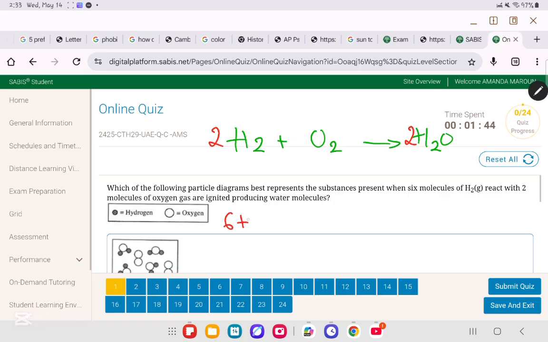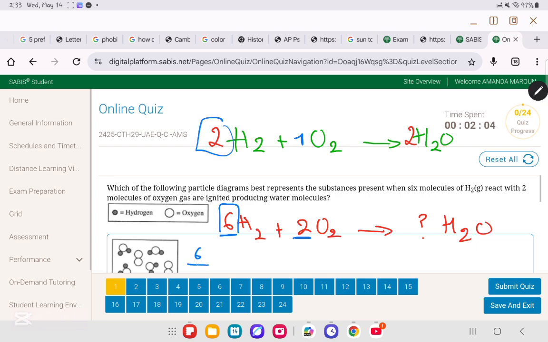They gave you 6H2 will react with 2O2 to form water, okay? Now, as you can see, you're gonna take the number of moles and you're gonna divide it by their coefficient. So the number of moles here is 6 divided by the coefficient, which is 2. The number of moles here is 2 divided by its coefficient, which is 1.